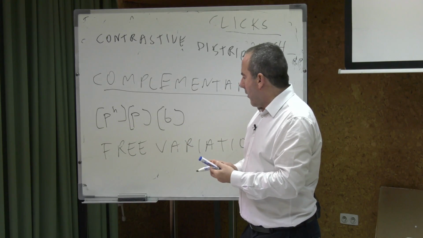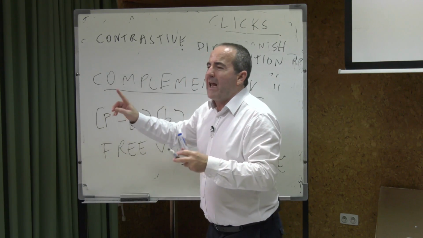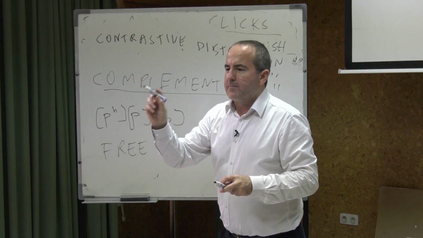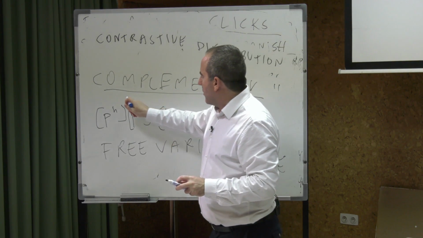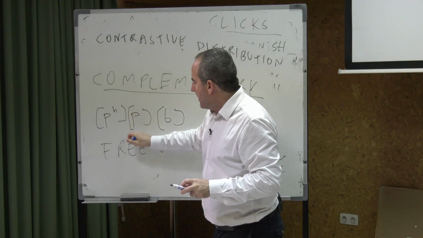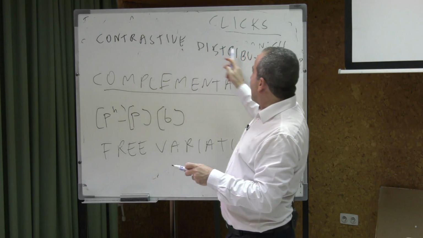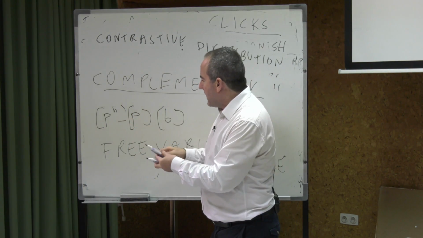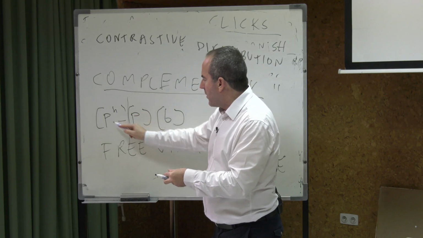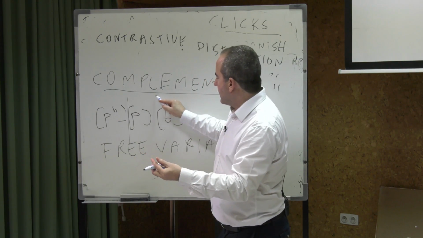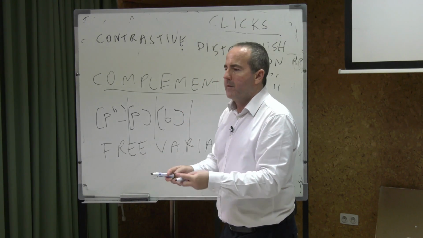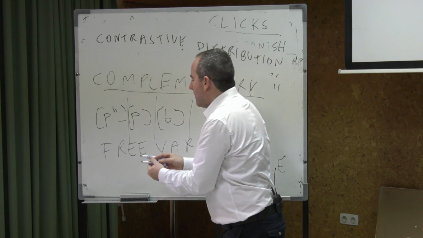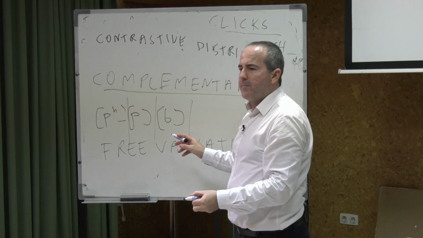Okay? Now, if you go to a language like Thai, spoken in Thailand, you are going to find contrastive distribution for these three consonants. You're going to have a word with P, which is different from P, which is different from B. So you can have three phonemes, okay?